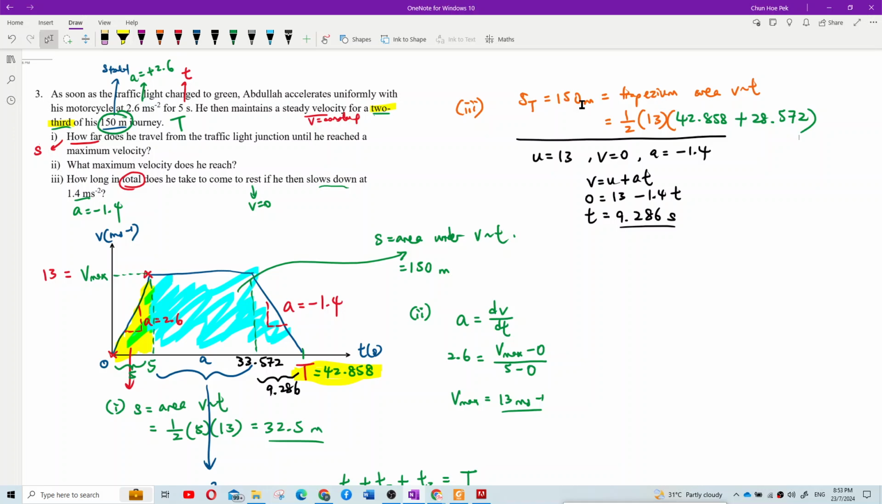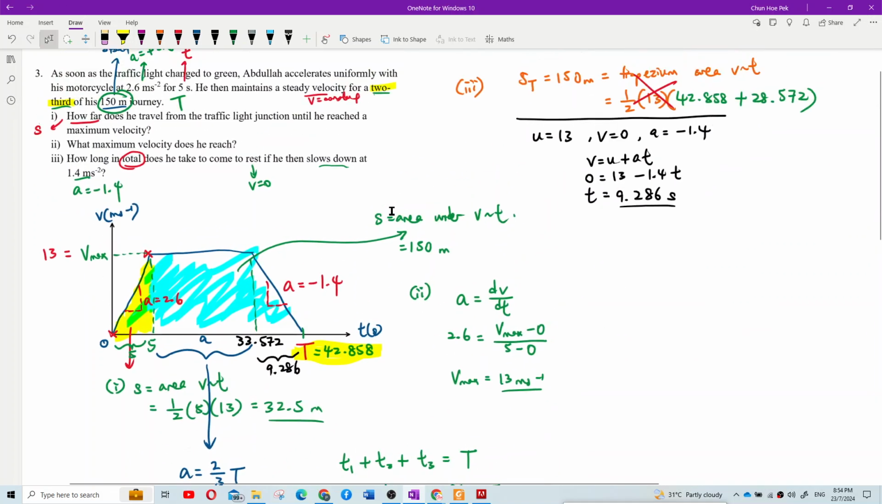I'm not sure actually at this point. Is it so difficult that way? 572 times 13 divided by 2. It seems incorrect, class. It seems salah. Okay, never mind, let's check the answer first.